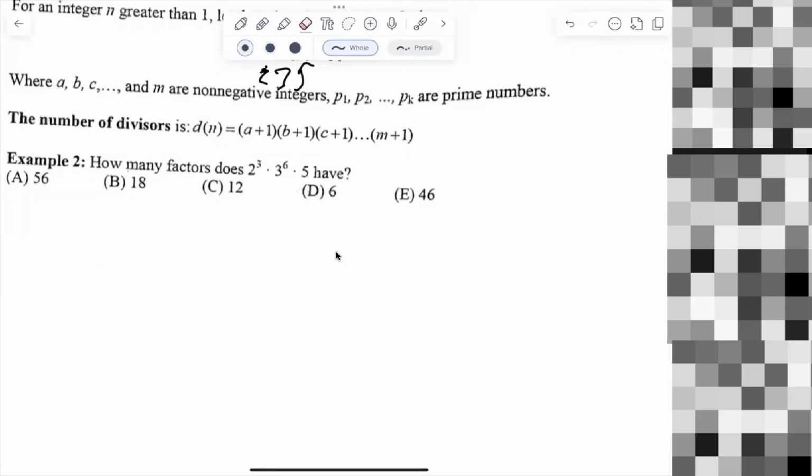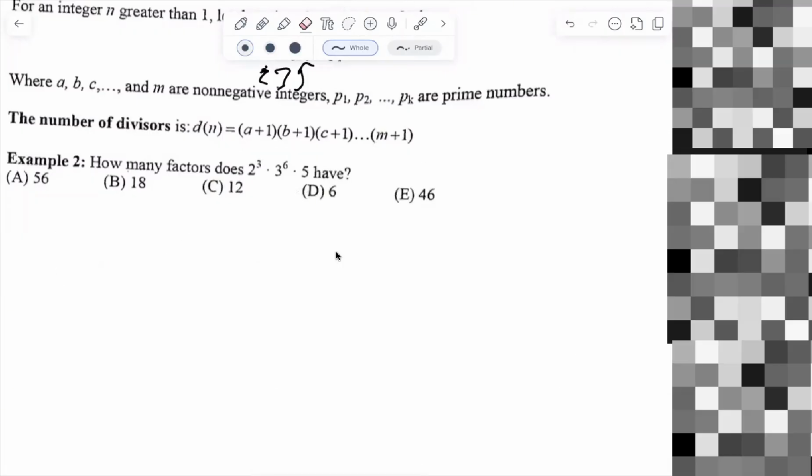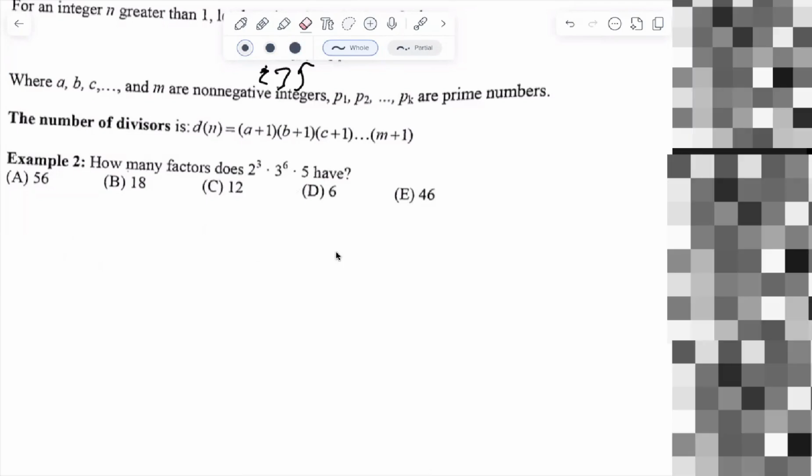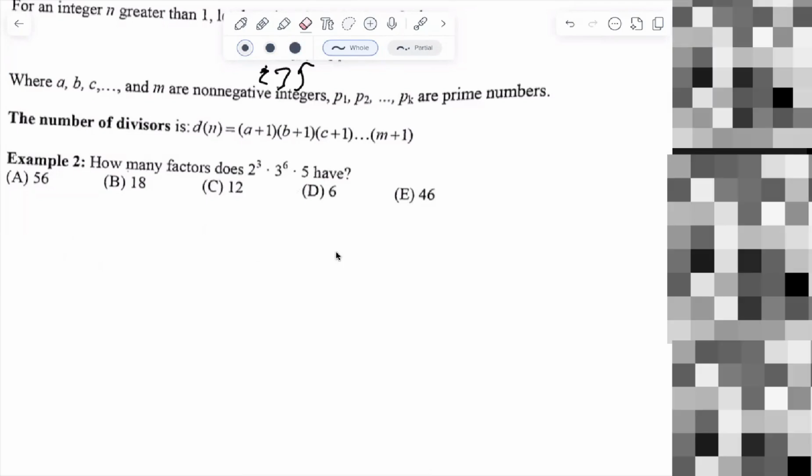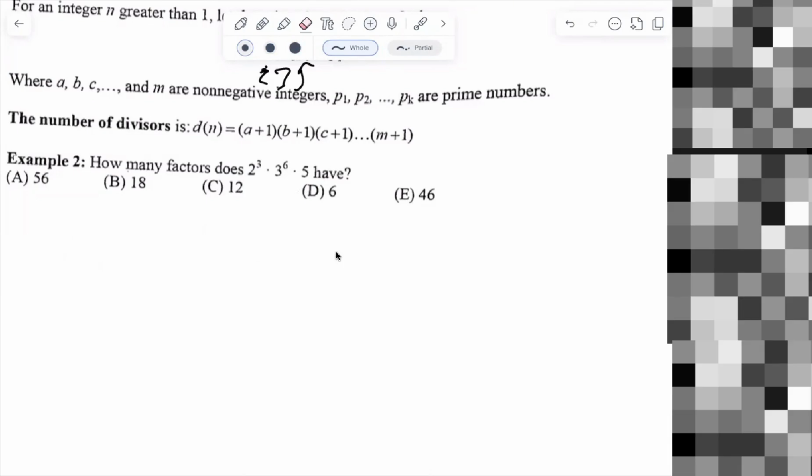Let's move on to example 2. How many factors does 2 cubed times 3 to the 6 times 5 have? I'll let you guys have a try on this question and tell me your answers through chat.